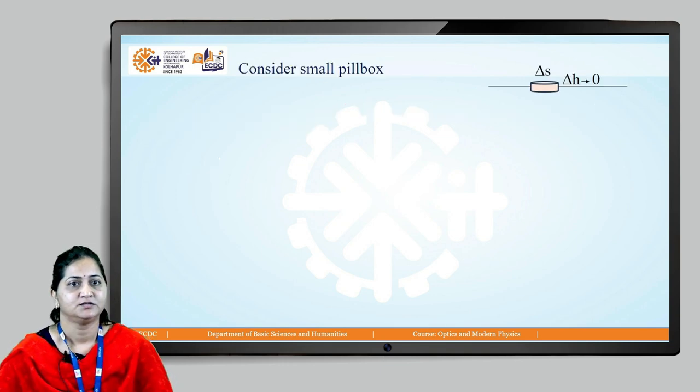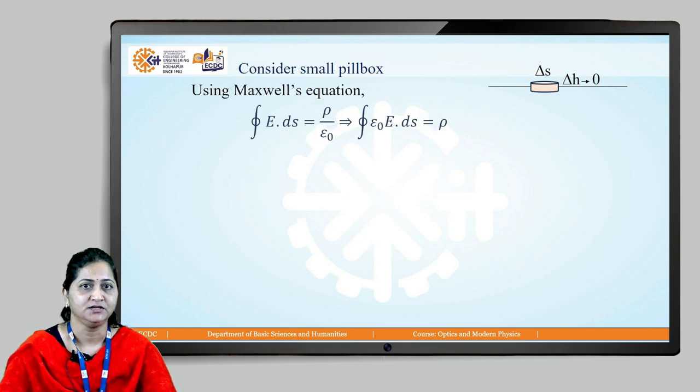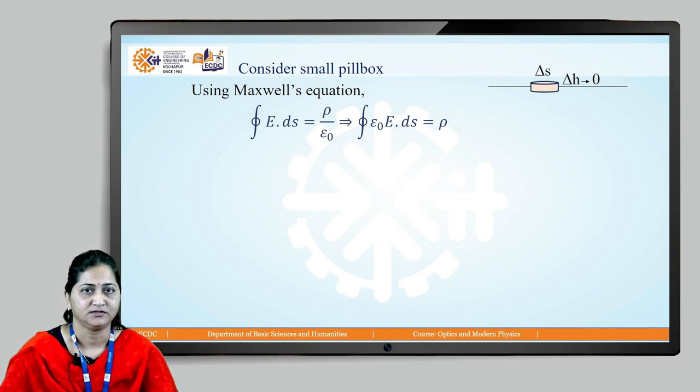So let's now consider a small pill box whose height tends to zero, or has very negligible height. It has only surface area, that is delta S. So now using Maxwell's equation, we have seen this first equation, integration E dot dS is equal to rho by epsilon naught.